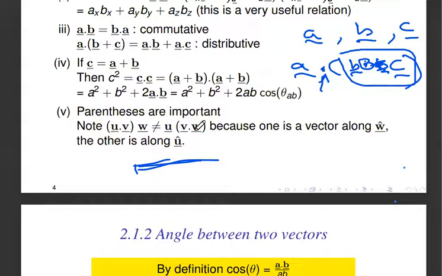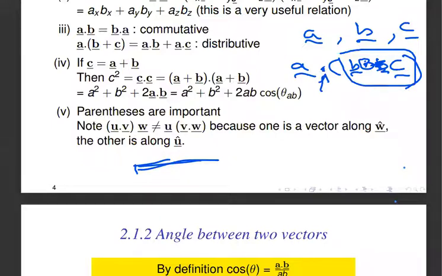This one is not equal to this one. I hope you understand, right? This is a scalar times this vector, which is not equal to this one. So this is a vector, but this gives you a scalar. So u times a scalar and w times a scalar are not equal, right? Did you understand that? Did you see that?